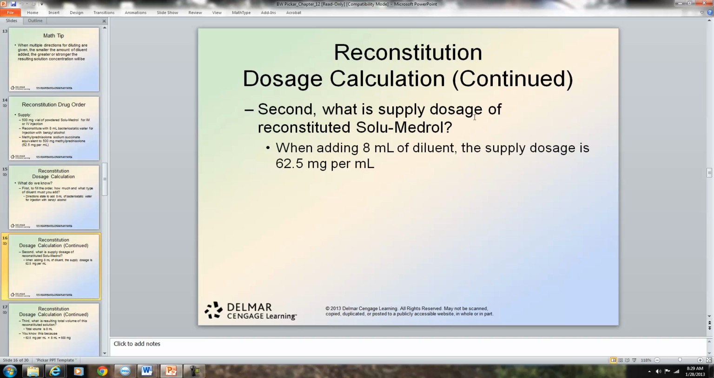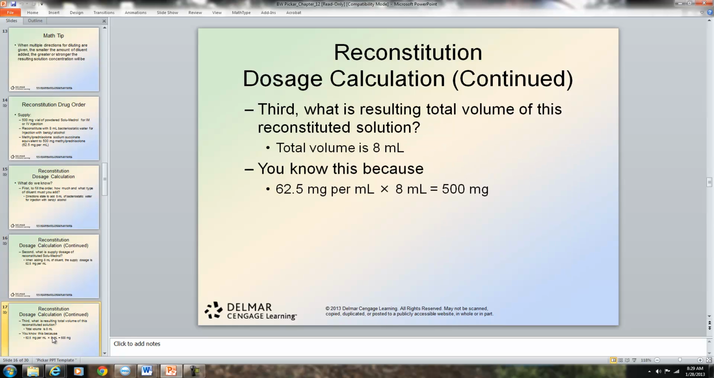Second, what is the supply dosage of reconstituted Solu-Medrol? When adding 8.0 milliliters of diluent, the supply dosage is 62.5 milligrams per milliliter. You get this information from the label. Third, what is the resulting total volume of this reconstituted solution? So the total volume is 8 milliliters.